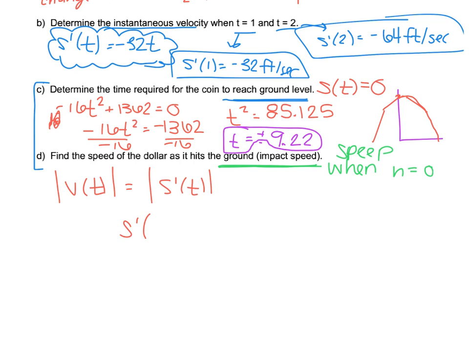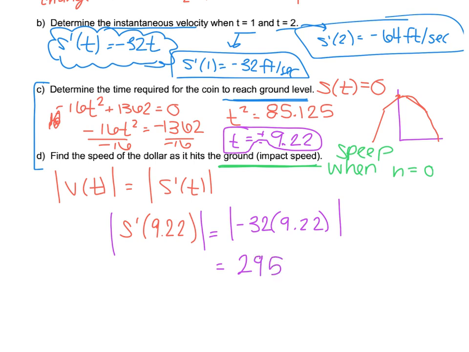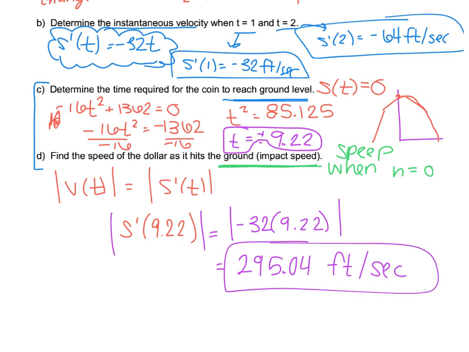So s prime of 9.22. That's going to give us the velocity, and I need the absolute value of that. Found the derivative up top in part B. It's negative 32t. Negative 32 times 9.22. That's going to give us the absolute value of negative 295. So the speed at 9.2 seconds ends up being positive 295.04 feet per second. Think about how fast that coin is moving when it hits the ground.